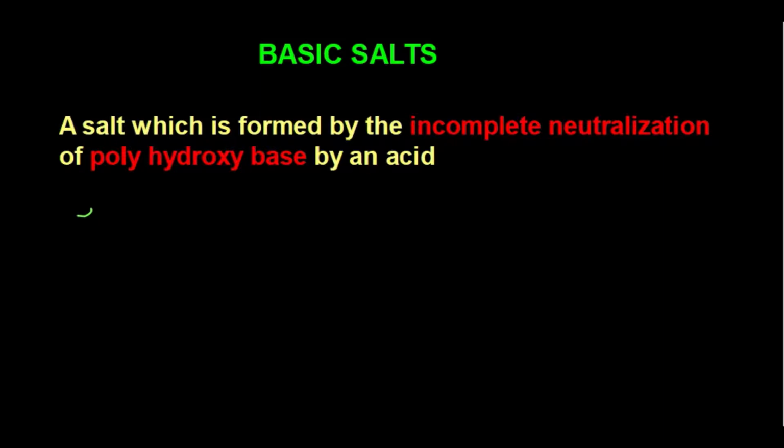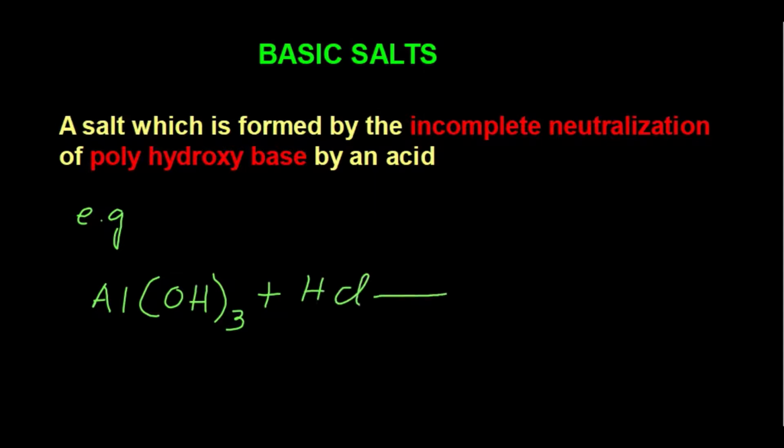For example, if we react aluminium hydroxide with an acid like HCl. Aluminium hydroxide is a polyhydroxy base since it contains 3 hydroxyl groups. If we react aluminium hydroxide with hydrochloric acid, we will get dihydroxy aluminium chloride and water. This molecule, dihydroxy aluminium chloride, is formed by the incomplete neutralization of aluminium hydroxide with hydrochloric acid.